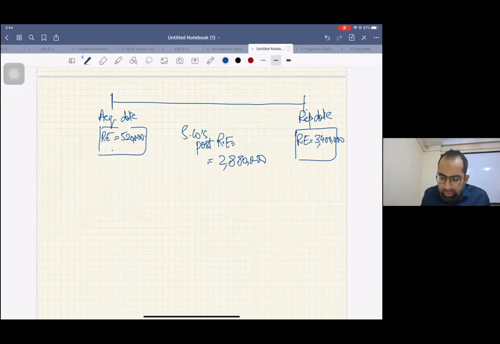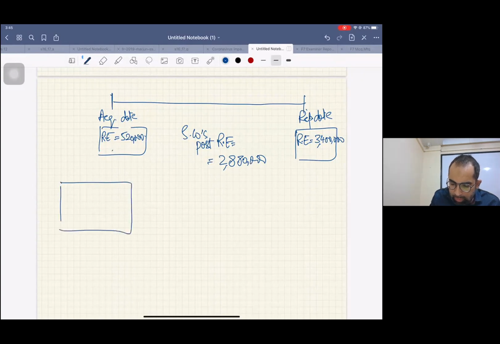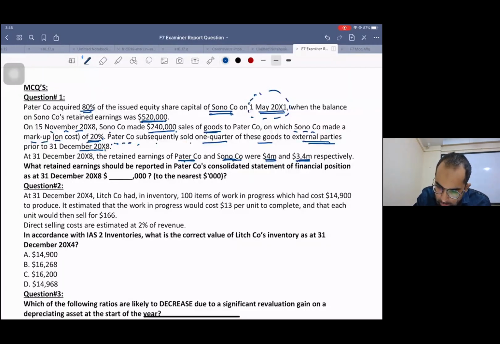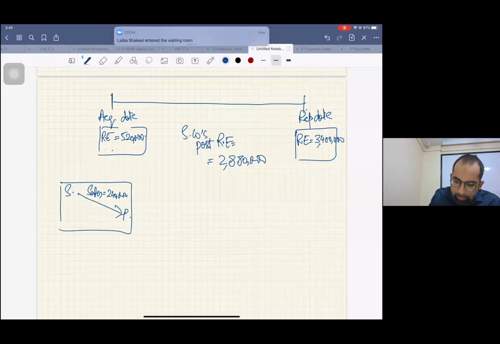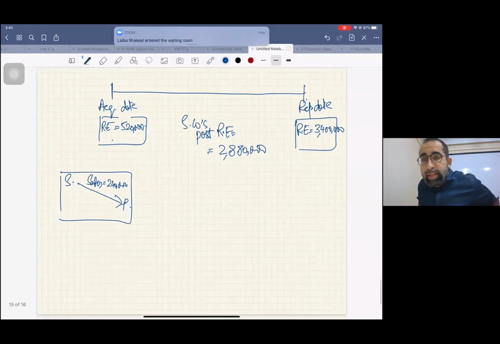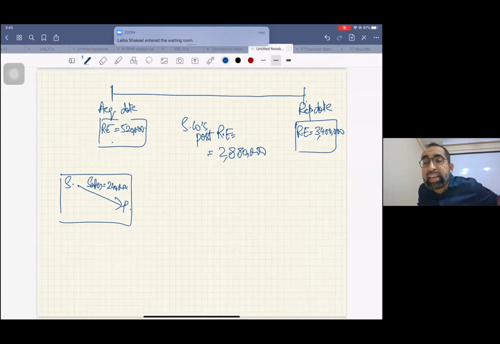Now there is an S to P sale in this question. This is S Company, this is P Company. S Company sold goods of how much? 240,000. Okay, 240,000 is the sales. Now let me calculate the total profit. Normally my approach is to calculate total profit using the SCP approach, markup margin.